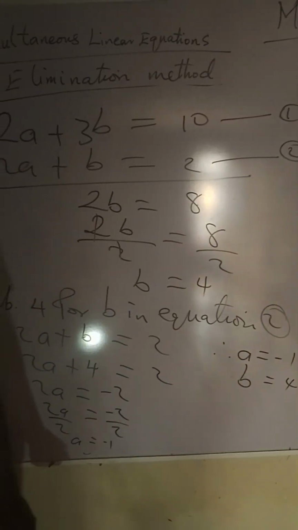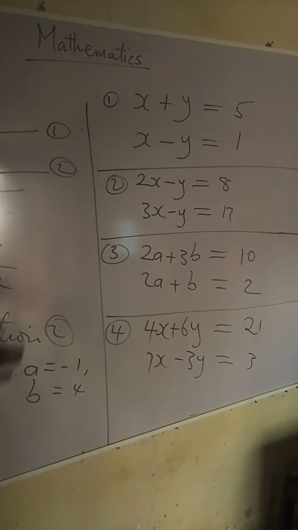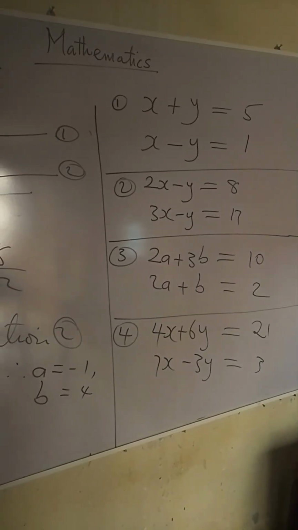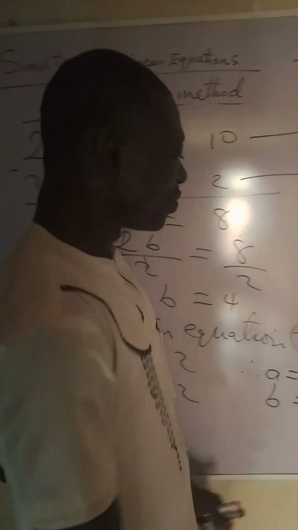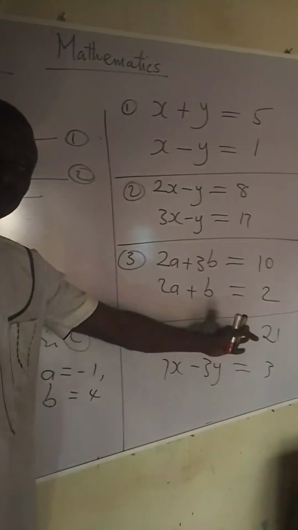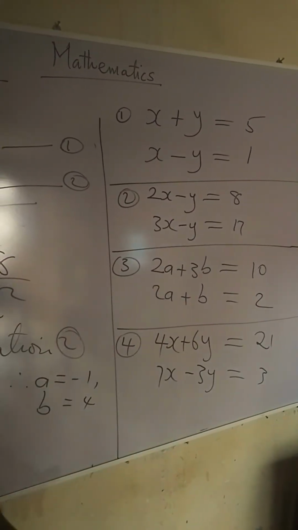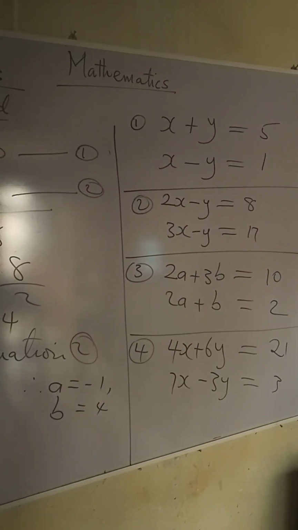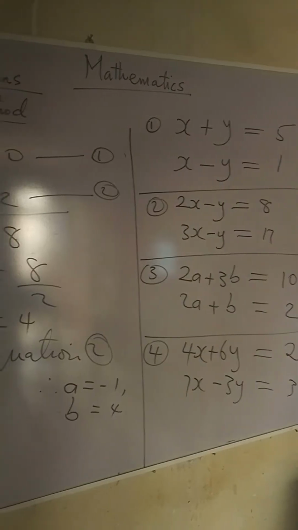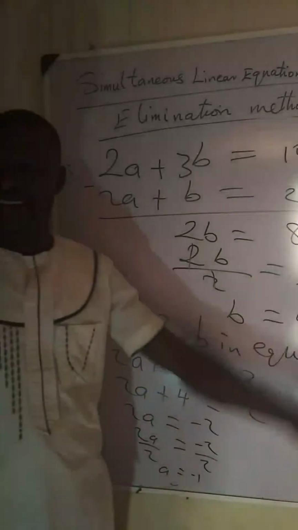Yes, I would like you to solve question number 4 and tell me in the comment section what is going to be the answer. Of course, you can see that we don't have equal coefficients in any of them. I would like you to solve it and compare it with what we have done in equation number 1, 2, and 3 to get the values of x and y, which are the unknowns.